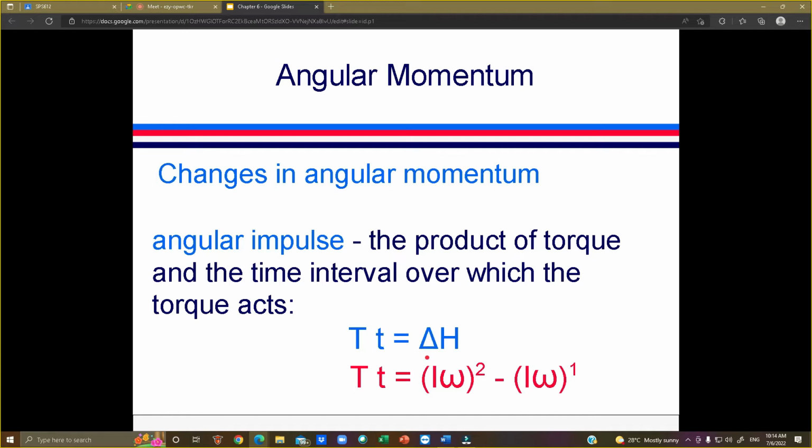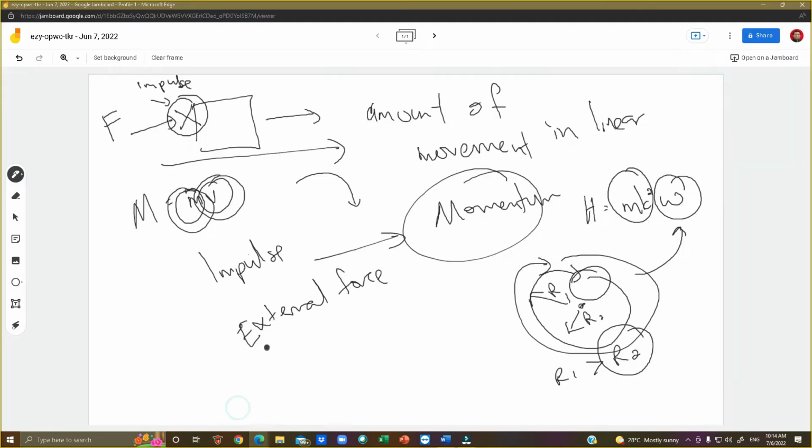So we move on. As we have known, as what I have jotted down here, in linear kinetics, when we try to have momentum, we need to have impulse. I equals F times T, M equals mv. So we have I equals to m.